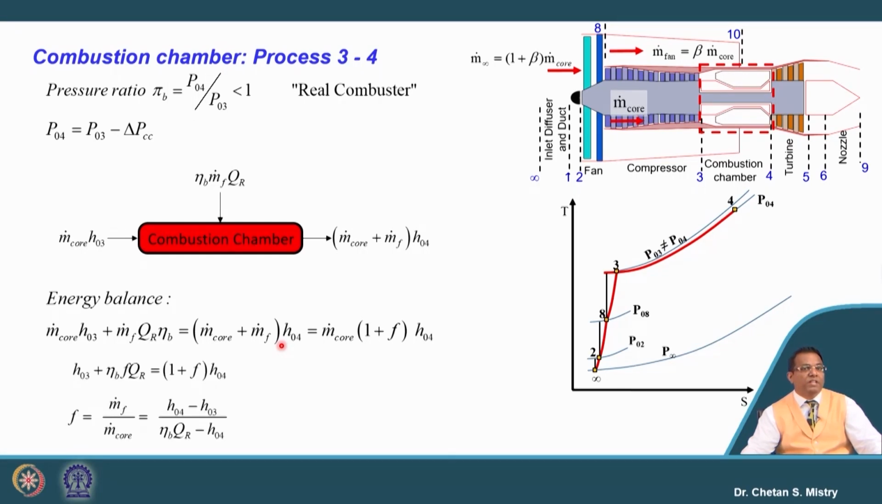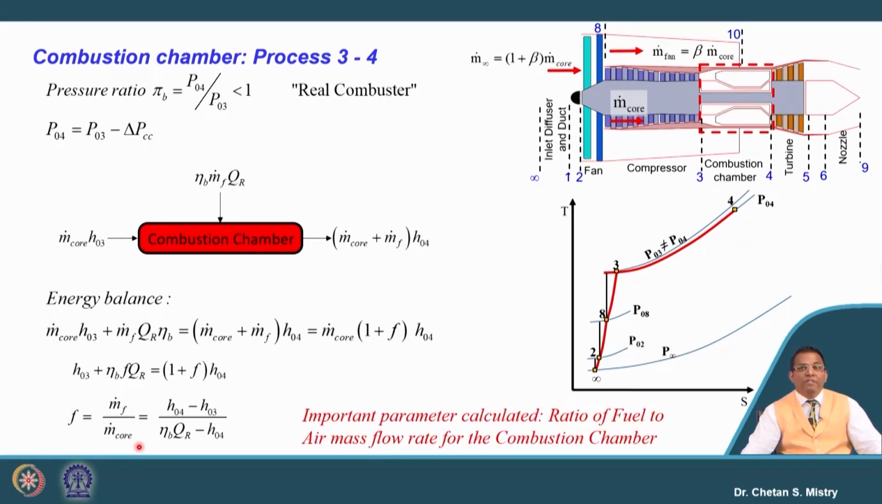If we will simplify this equation, it says my fuel air ratio, it is given by H04 minus H03 divided by efficiency into calorific value minus H04. Be careful, here also my fuel air ratio is m dot f divided by m dot core, it is not m dot infinity. This m dot infinity is a total air, that is what is entering inside the engine. Our interest here is mainly say the combustion we are doing with this m dot core. So, that is the reason my fuel air ratio equation will be different.